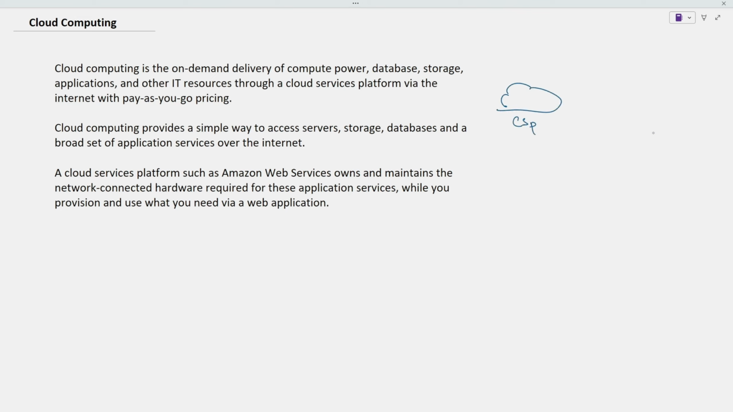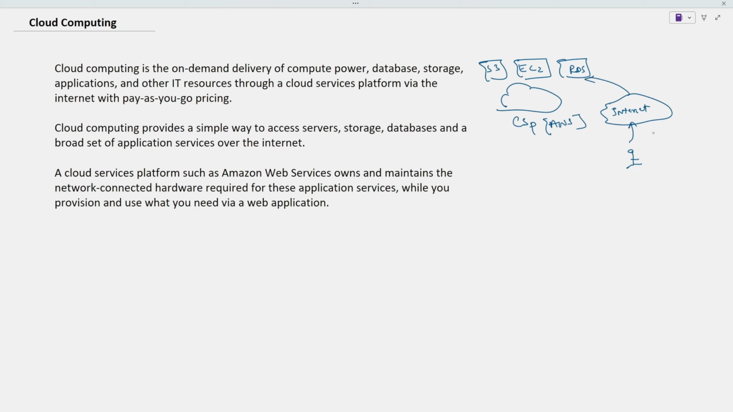So this is cloud service provider. In this case, this will be AWS. So they have the resources like S3 bucket, Elastic Cloud Compute, RDS, and for the end user to provision all the resources, you will be using internet. He provisions all these resources using the internet.